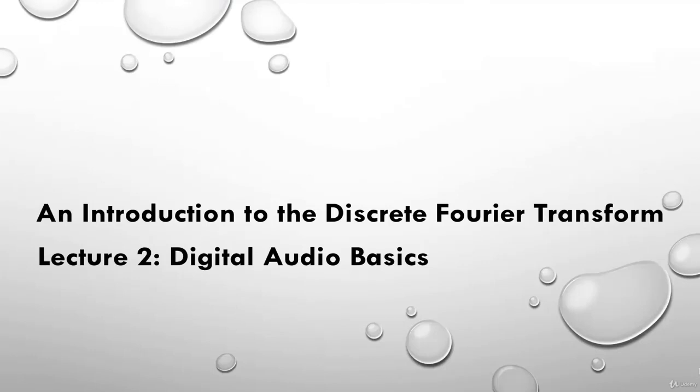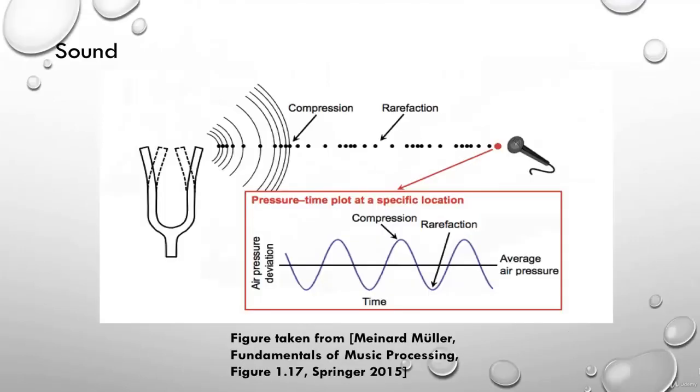In the first lecture, we discussed how the Discrete Fourier Transform works and how Python can be used to manipulate and analyze audio files. In this lecture, we'll talk about basics of audio signals. What is sound? Sound is simply some kind of an object vibrating, for example, a tuning fork, vocal cords, or a string.